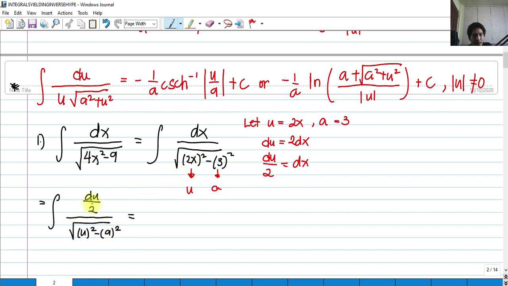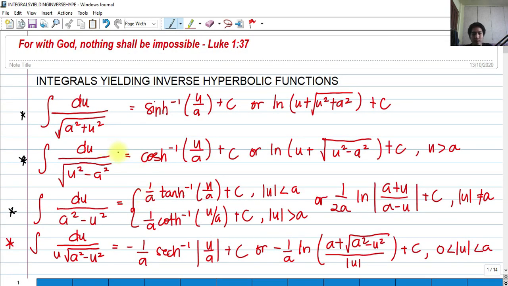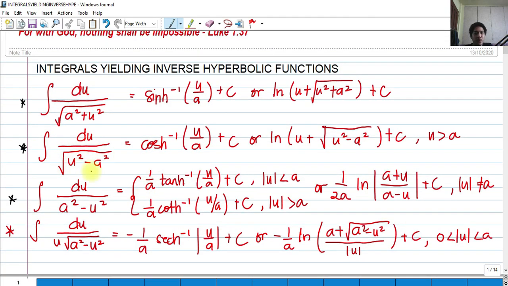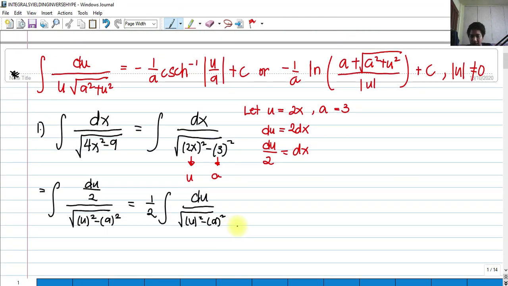So we can factor out 1/2 outside of the integral, because du over 2 would be 1/2, times the integral of du all over the square root of u squared minus a squared. Now we can evaluate this integral. If we go back to our formula, the integral of du over the square root of u squared minus a squared is the inverse hyperbolic cosine.